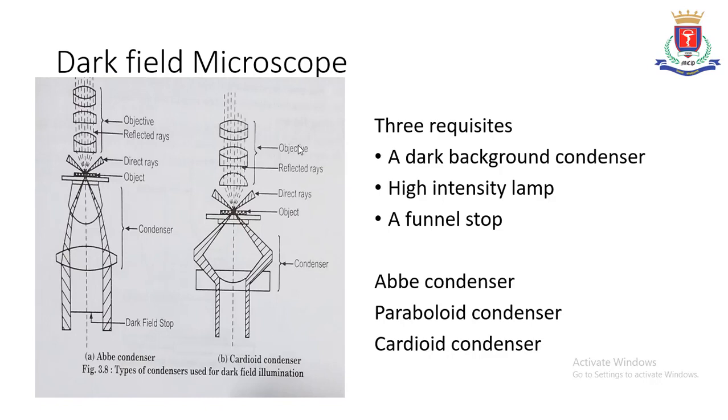The paraboloid condenser is designed to be used with oil immersion objectives and an intense source of light. The specimen or object must be mounted in liquid or in cement and protected with a cover slip. The numerical aperture of the objective must not be greater than that of the condenser.